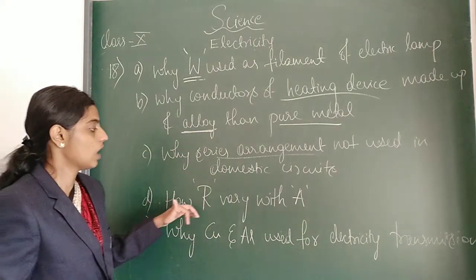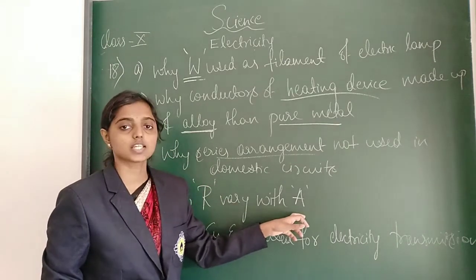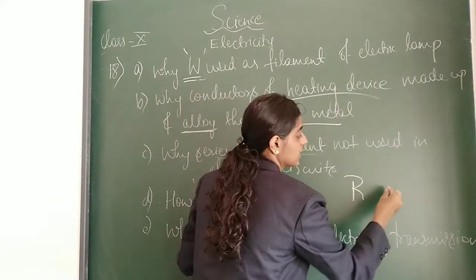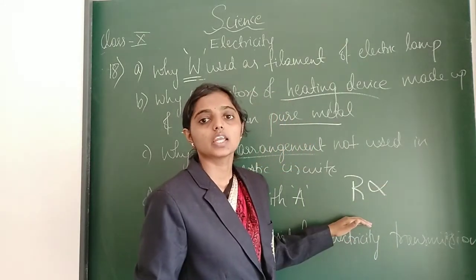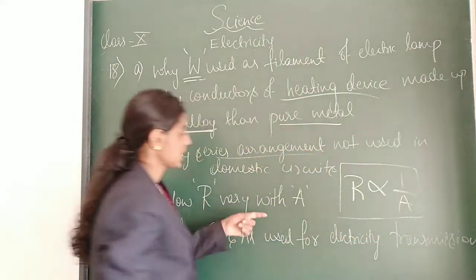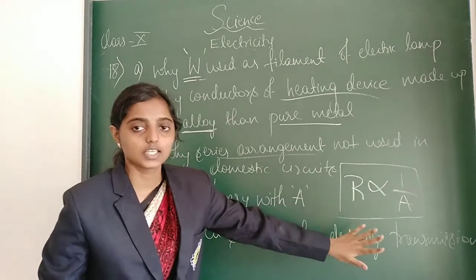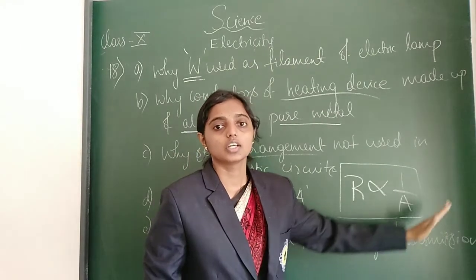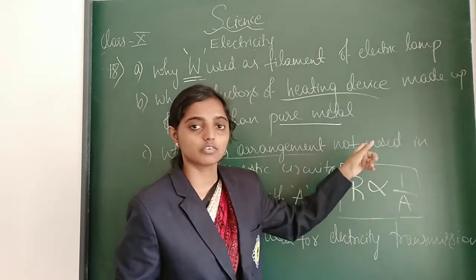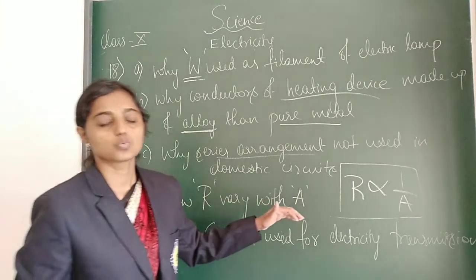And the next one is, how does R vary with A? R is what? Resistance. Resistance varies with A. A is nothing but area of cross section. We already learned this equation, that is R is inversely proportional to area of cross section. If they ask this question, we should write this equation either in this form or in the form of a statement. This indicates that if area of cross section increases, resistance will decrease, and vice versa. If resistance increases, area of cross section decreases, and this is how R, that is resistance, varies with area of cross section.